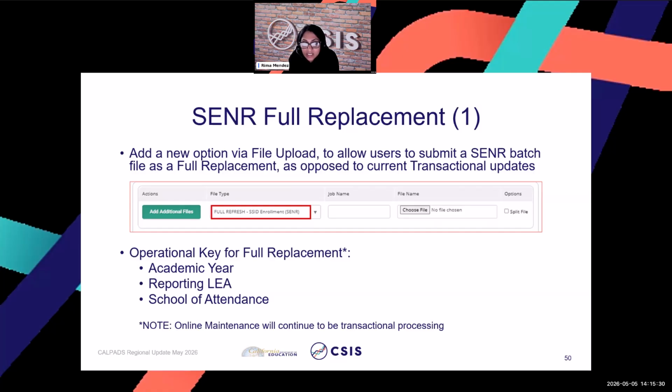So you send deletes up and then you do your adds and updates right now. So this proposal is optional, and you can see it on the user interface right now. This is a full refresh SSID enrollment, and part of the operational key will be the academic year, reporting LEA, and school of attendance. So it will be by school of attendance. This will not affect online maintenance, so that will continue to do transactional processing.